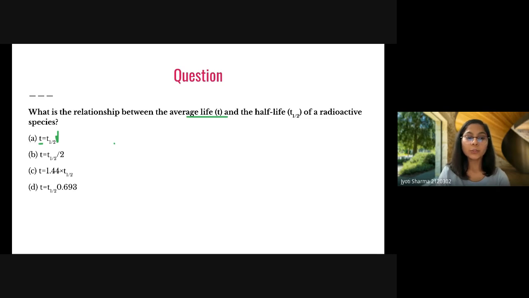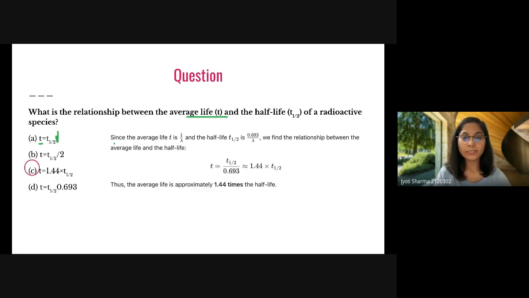Then in C option, T is equal to 1.44 multiplied by half life, and D option is T is equal to half life multiplied by 0.693. Yes, Smita, C is the right answer. And how is C the right answer? Let's see. So we know that average life, if it is T, then this is denoted by 1 by alpha, right?